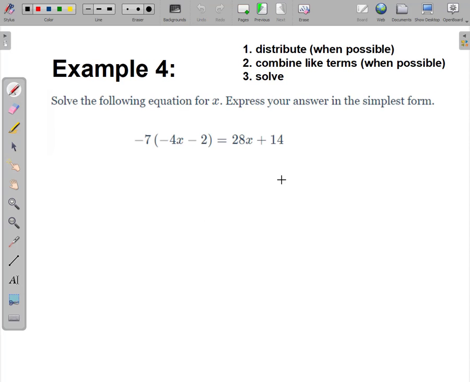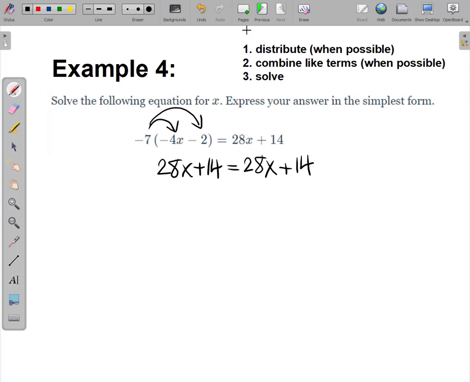All right, let's go to our last one, example 4. Step number 1, let's distribute. So -7 gets distributed to -4, so that gives me 28x. -7 distributed to -2 is +14. And then I'm going to bring down the 28x and bring down the 14. And if they look the same, they are the same.